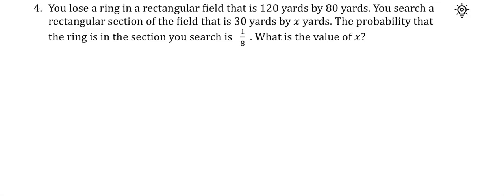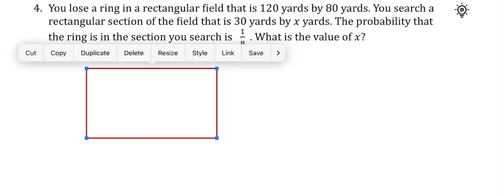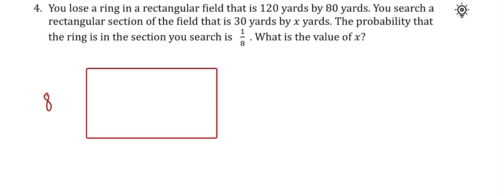Okay, let's do problem 4. Here they say you lose a ring in a rectangular field that is 120 by 80 yards. Okay, I'm going to sketch this out real fast because they don't give us a diagram. And so I'm going to say this is 80 by 120. Okay, then you search a rectangular section of the field that is 30 yards by x yards. Okay, so I'm just going to mark off a little bit of this with our 30 by x.